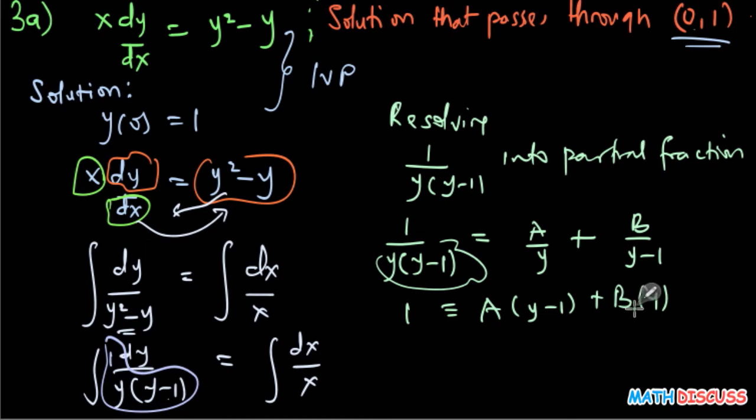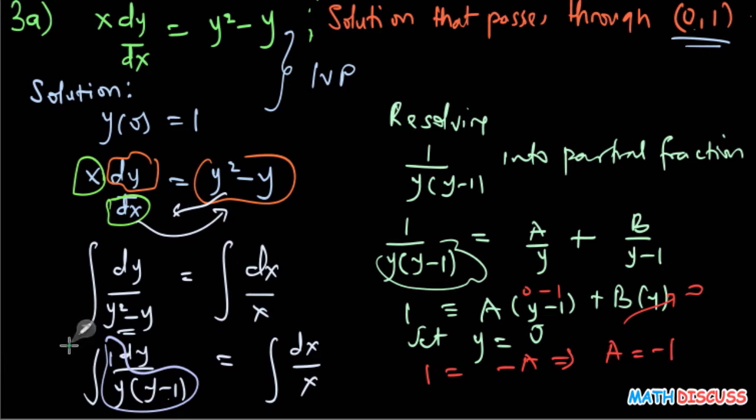There are different methods you could use here. You could either use the cover up method or use the other simple method, which I'm going to show you right now. The simple one is by setting y equals 0. When you set y equals 0, this one here goes to 0, so this one is left behind. You have 0 minus 1. So what you now have is 1 equals 0 minus 1 is negative 1, so you have negative A. This implies that A equals negative 1.